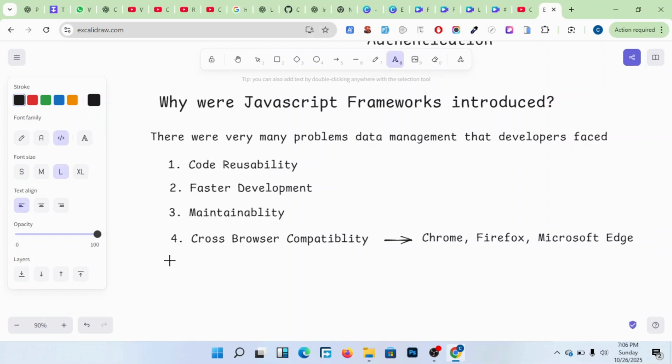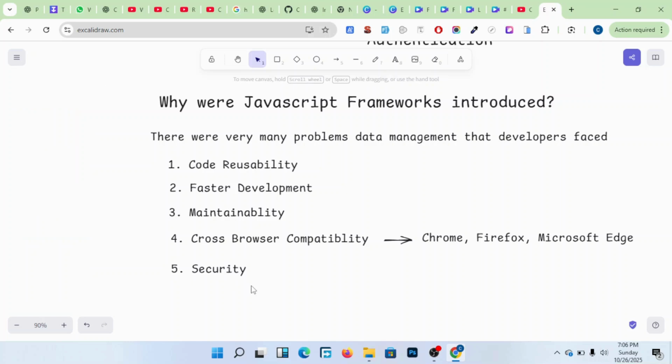Then another reason why frameworks were introduced was security. We have talked about this one in the past. For example, authentication.